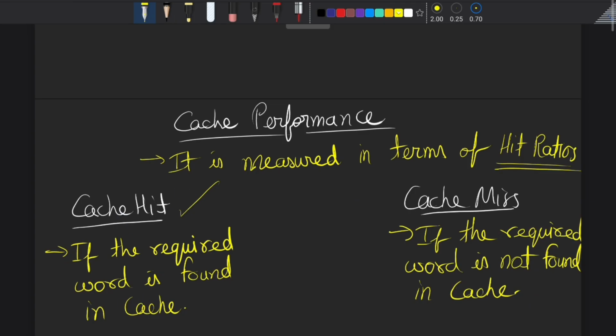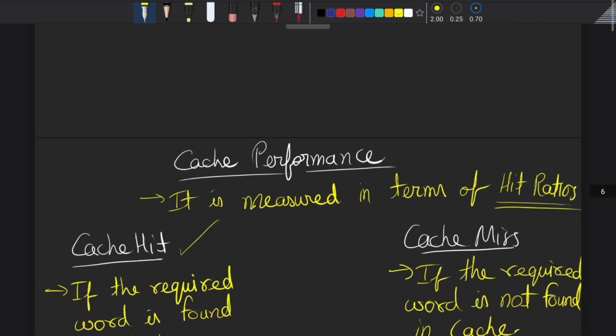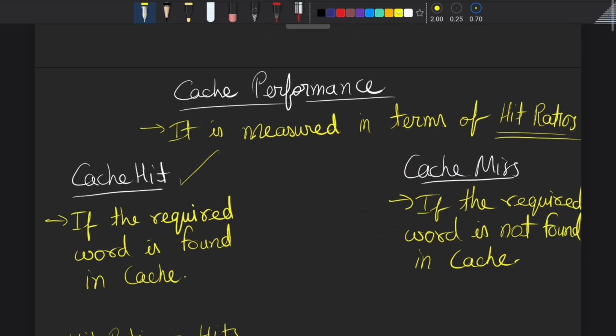But in the other case, if the required word is not found in cache, and the CPU will have to look for it in main memory, then we call it a cache miss.